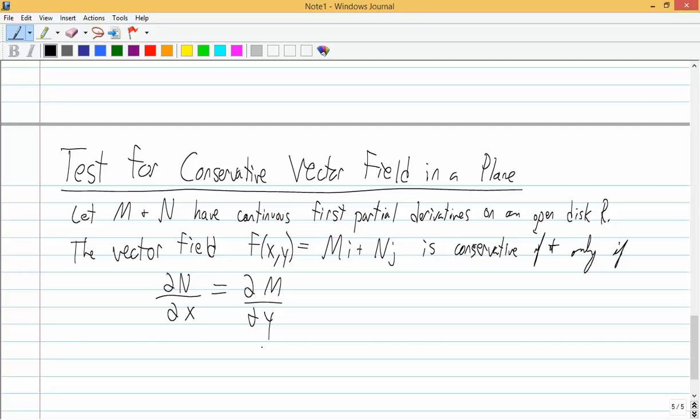Have we seen something like that? I have, in differential equations. That was how you could tell if a differential equation was exact, if the mixed partials were equal. Okay, so that's how we can also tell if a vector field is conservative in the plane.